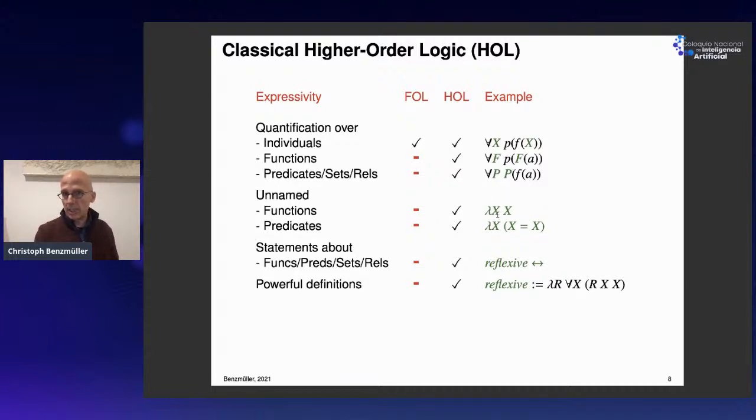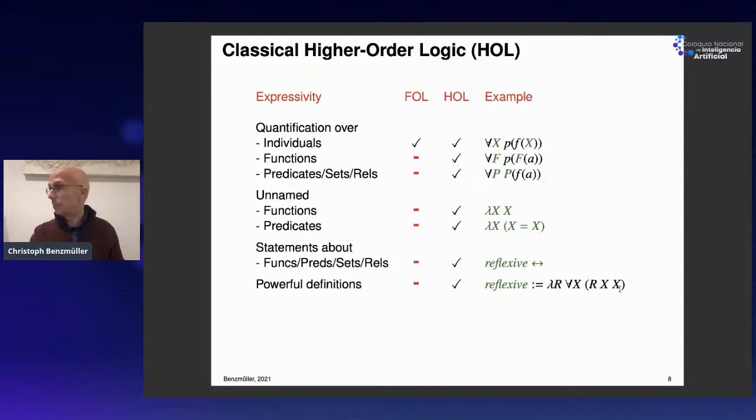The representation here of the identity function is lambda x, x. So: give me an x, return the x. Or unnamed predicates, here the predicate of being self-identical: give me an object and check whether it is self-identical. You can have elegant statements about functions, predicates, sets, relations, and so on. So for instance, here you have a predicate that you apply to the equivalence relation, the equivalence symbol. And you can define this predicate, call it reflexive, with an elegant definition. Reflexive just takes a relation as an argument and then checks whether for all x, R of x x. So, the obvious thing here.